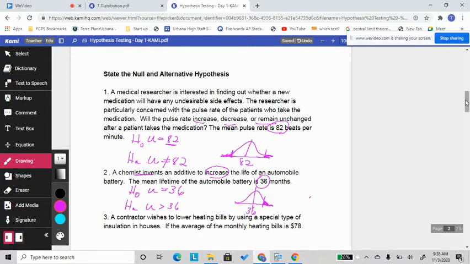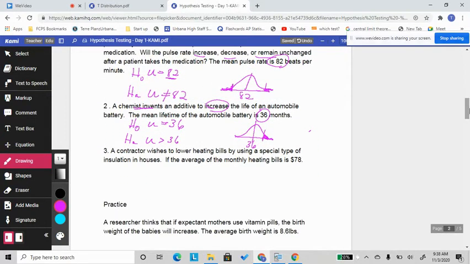Okay, third one. A contractor wishes to lower heating bills by using a type of insulation in houses. If the average monthly heating bill right now is 78, what would the H0 and the Ha be? Okay, so mu equals right now 78 in this type of houses. He's going to add an insulation to lower the heating bills. Less than 78. We shade.